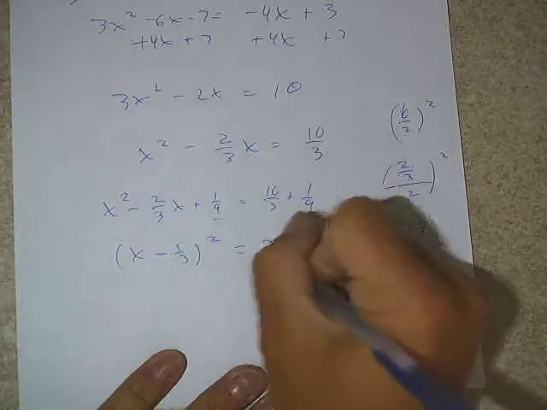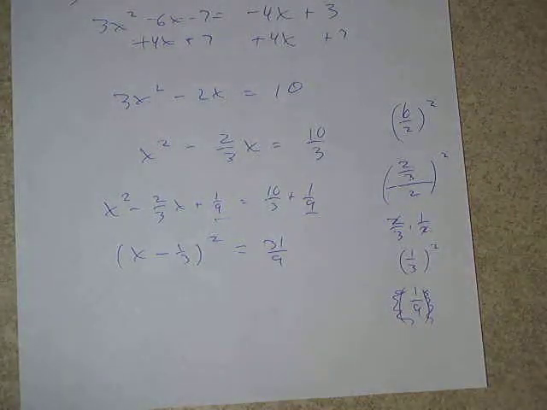And the only other thing we're going to do is add these two together. We've got a 3 and a 9 as our denominators. So if we make this into a 9, that would become a 30. 30 over 9 would be the same as 10 over 3. So it would be 31 over 9 overall over here.